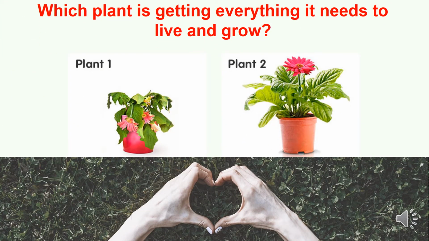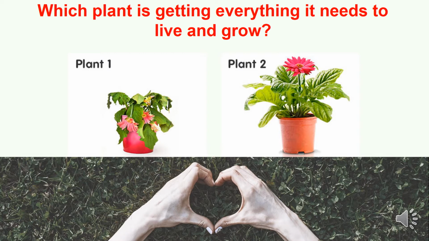Take a look at these two pictures. Which plant do you think is getting everything it needs to live and grow? Look at plant number one. It has yellow and brown colors. It is drooping or couldn't stand on its own, and it looks smaller than plant 2.